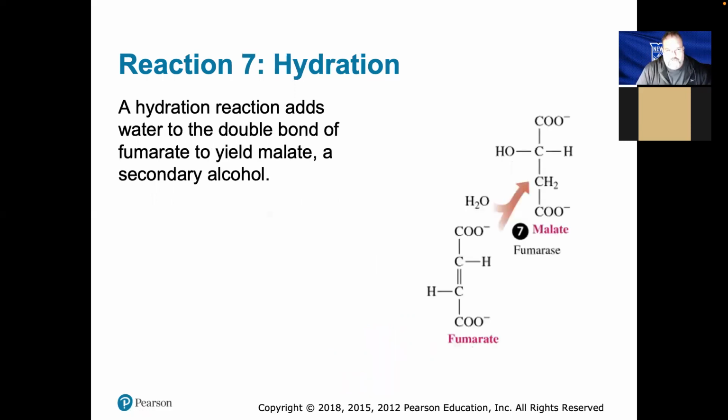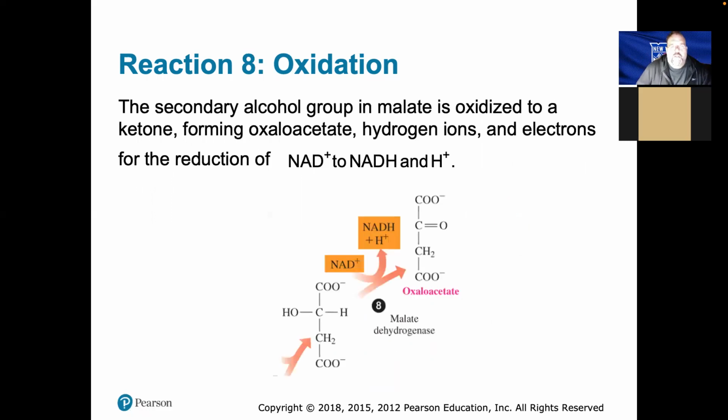Reaction 7, hydration. A hydration reaction, the addition of water, to the double bond of fumarate yields malate, a secondary alcohol. Reaction 8, oxidation. The secondary alcohol group in malate is oxidized to a ketone, forming oxaloacetate, hydrogen ions, and electrons for the reduction of NAD+ to NADH and H+.